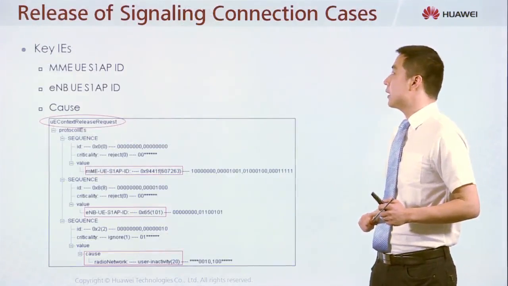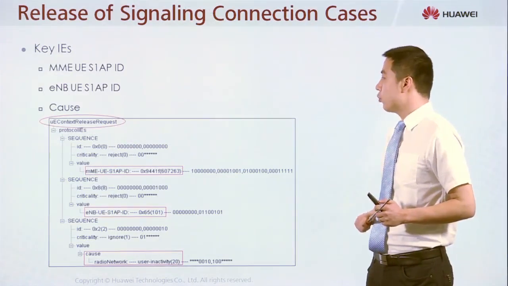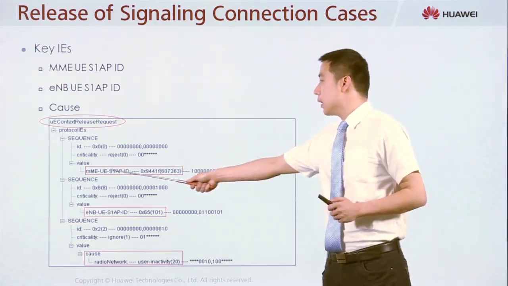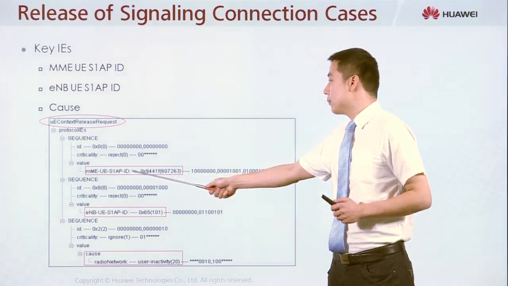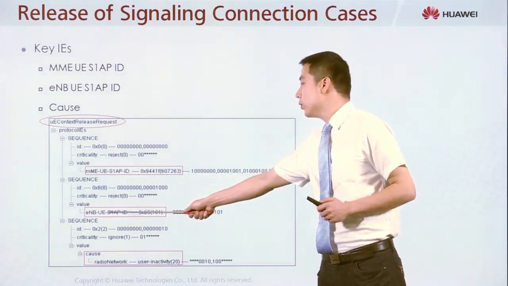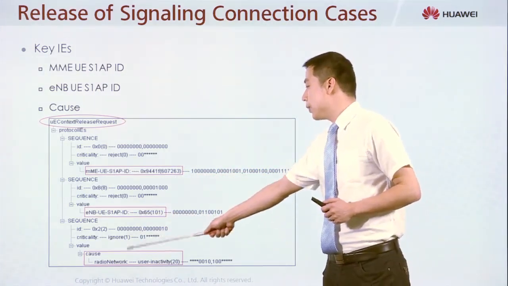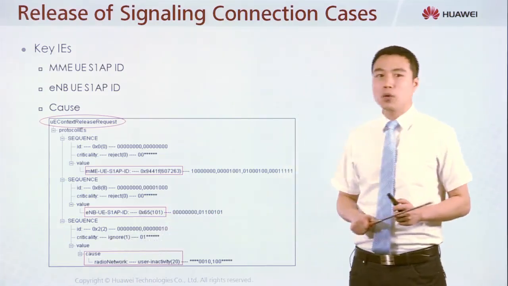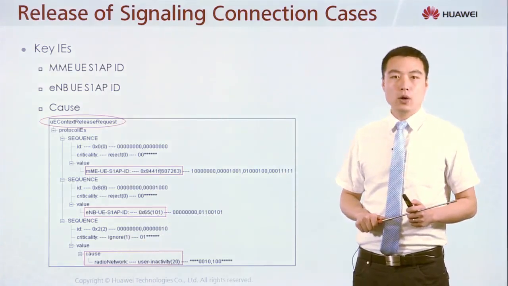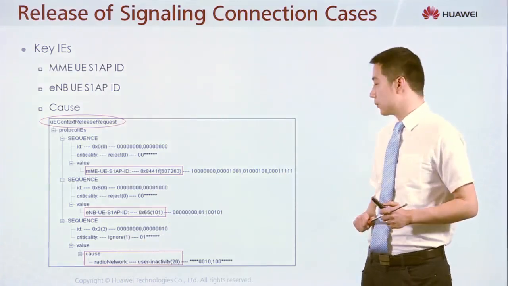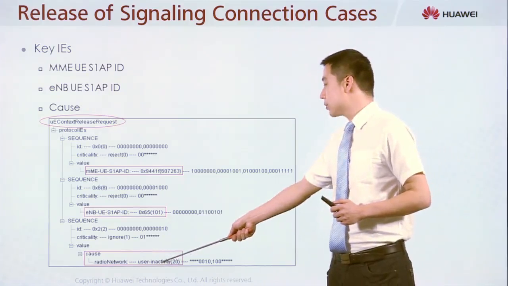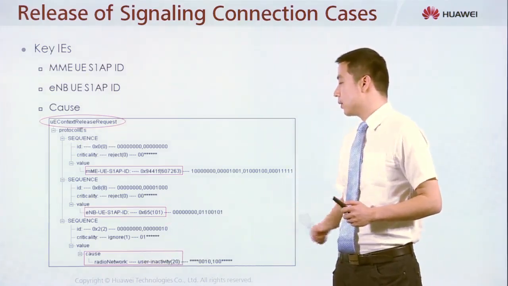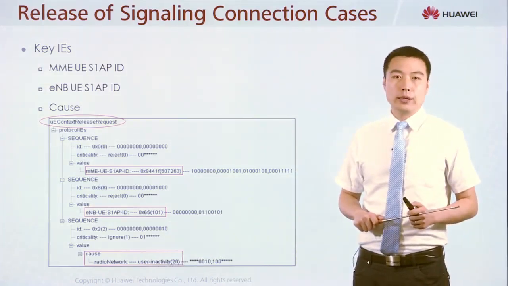And this is the key information element for the release. Here, this is the MME UE S1AP ID and the eNode B UE S1AP ID. And this is the cause of the release. From this cause, we will know whether this release is a normal release or an abnormal release. Here, in this example, the reason for the release is user inactivity. This is a normal release.